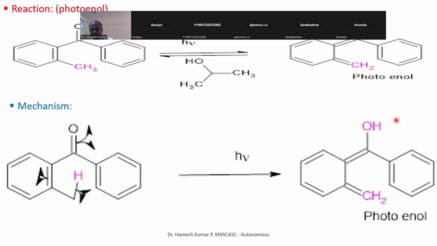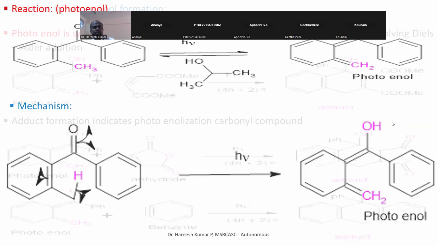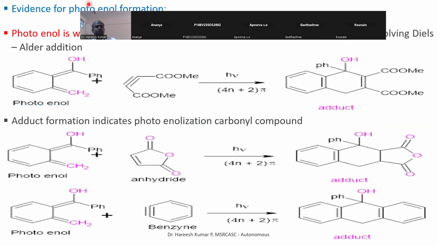Okay, I will go to the next slide. So here, evidence for the photoenol formation. What is the evidence? The formed enol can be trapped using a dienophile. This is the dienophile. Then what will be the product? A 4 plus 2 cycloaddition product, and this is the product obtained. Similarly, the dienophile can be changed. This is the reactant of the enol, and this is the dienophile.